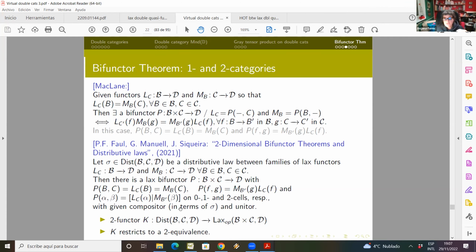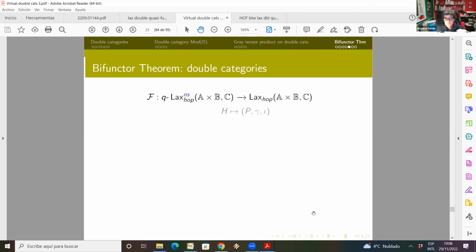And now this is the thing that I want to lift to double categories. But in my terminology, I put it like this, QLAGs, because these are my LAGs double quasi-functors that I introduced before. And then I also prove that there is a two functor F into this two category of LAGs functors on the Cartesian product.